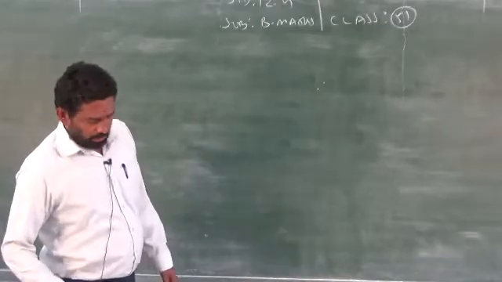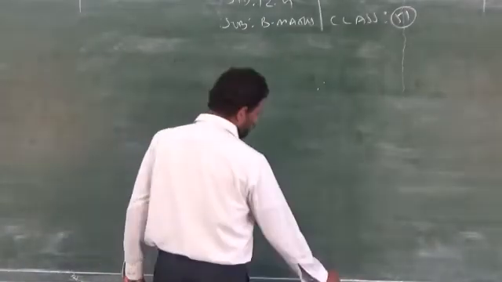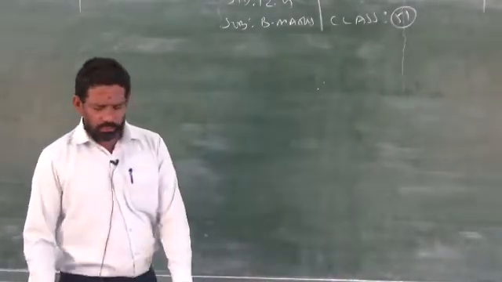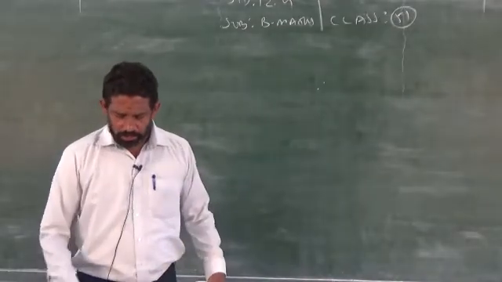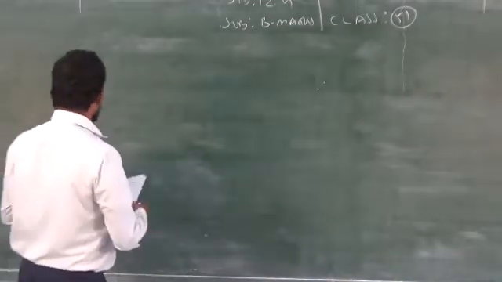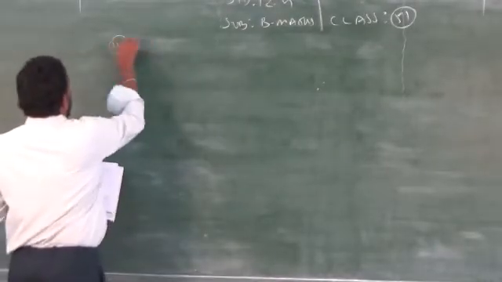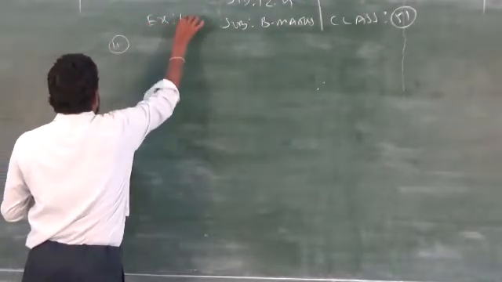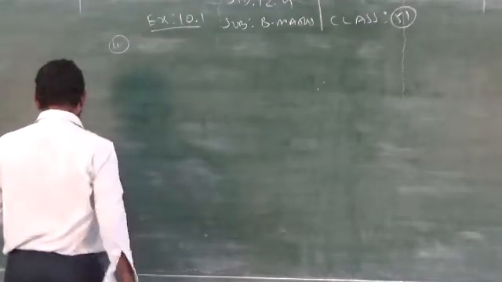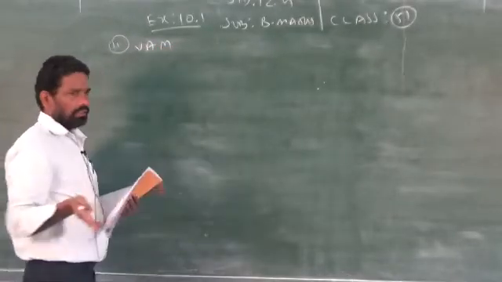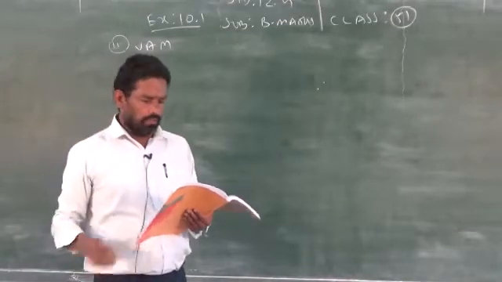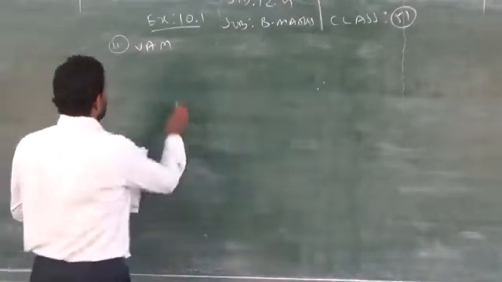Then the VAM method. You may find the VAM method very difficult, but it is not difficult, it is very easy, and we will see it one more time. I will teach. I already taught one problem. Now sum number 11, exercise number 10.1, that is the VAM method. There are three methods, but the first two you can do yourself. The third method I will teach.